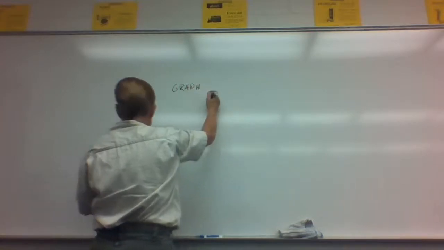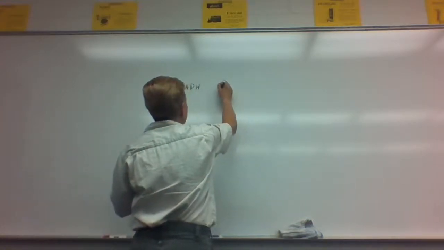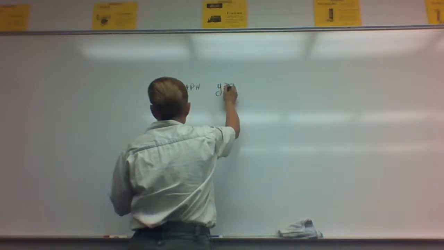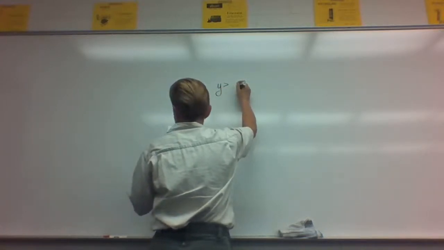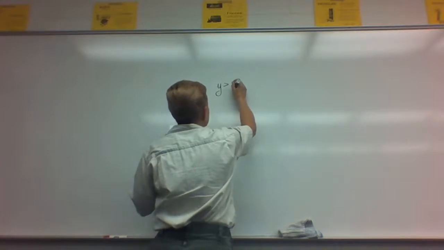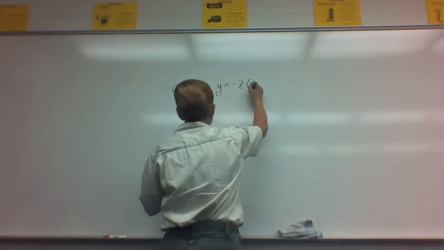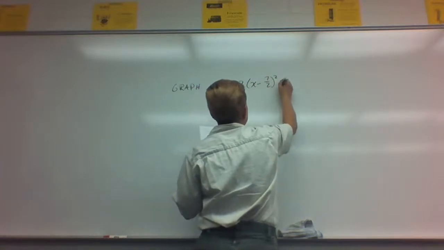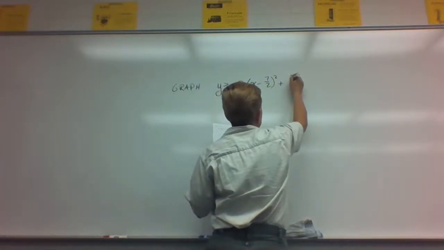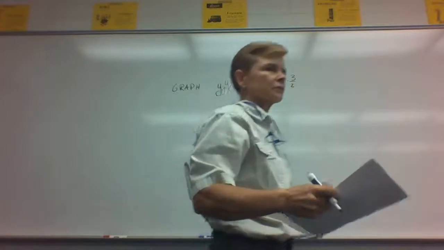And I'll offer you something like this. y > -2(x - 7/2)² + 3/2. Yeah, you have to deal with fractions. Don't panic.